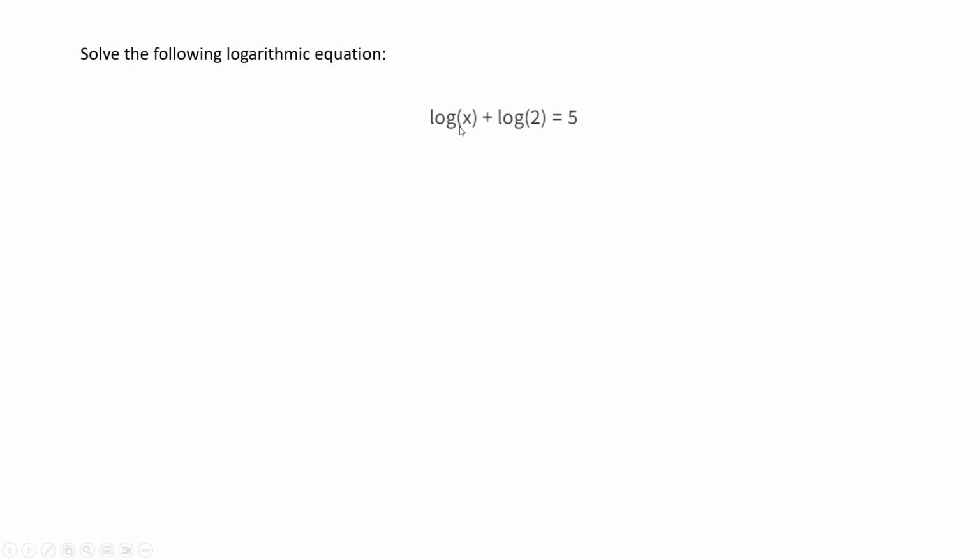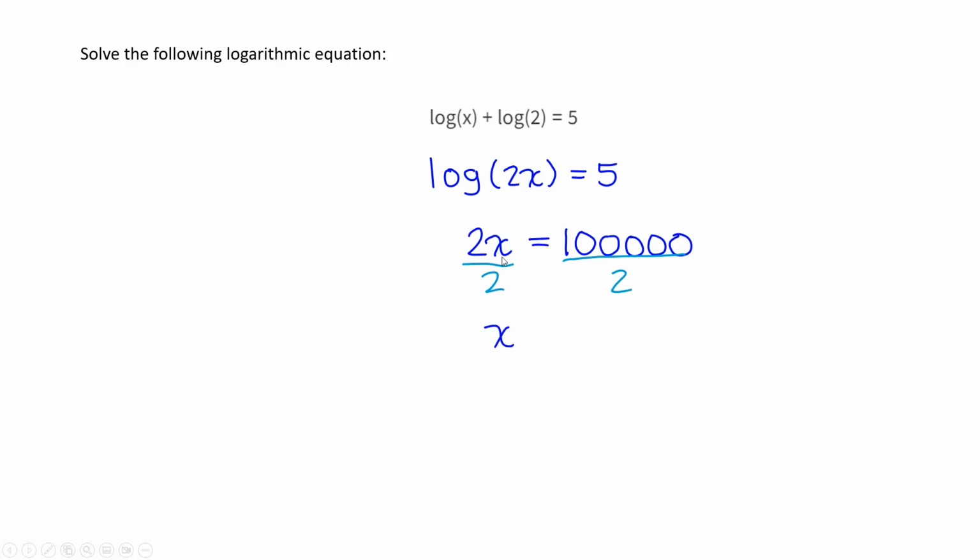So this needs to be combined into a single logarithmic statement, and from the properties that were discussed earlier in this lesson, the log of x plus the log of 2 can be rewritten as the log of 2x. And so the log of 2x would equal 5. You can rewrite this statement as exponential with a base 10, because this logarithm is base 10. So you would have that 2x would equal 10 to the 5th power. And of course, 10 to the 5th power is 100,000. So if you now divide both sides by 2, you would have that x equals 50,000.